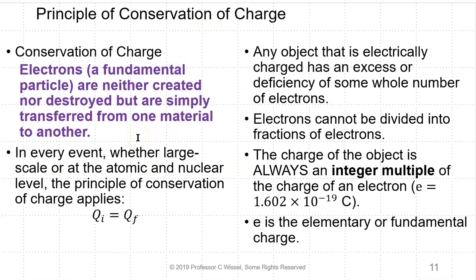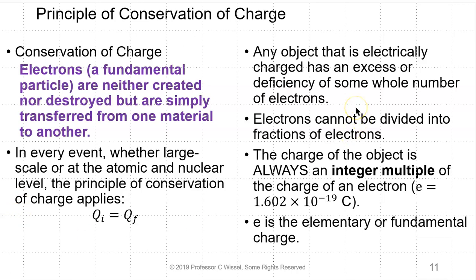So there's a principle of conservation of charge. Conservation of charge says that electrons, which are a fundamental particle, are neither created nor destroyed, but are simply transferred from one material to another. In every event, whether large scale or at the atomic and nuclear level, the principle of conservation of charge applies. In other words, the total charge you have in the beginning is the total charge you have at the end.